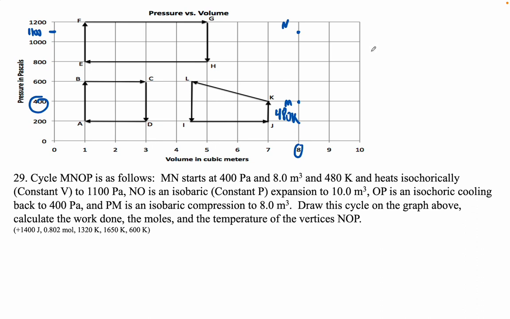right? And then, let's see, then there's NO as an isobaric expansion to 10. Okay, so isobaric means same pressure, right? So this guy does this. Hope you appreciate how straight that line was. This is MNO. OP is an isochoric cooling, so that goes straight down back to 400 pascals. Okay, and then PM is an isobaric compression back to 8 cubic meters. M and OP. All right.